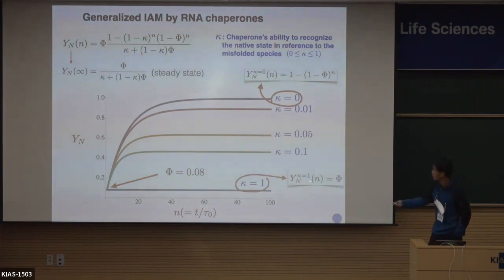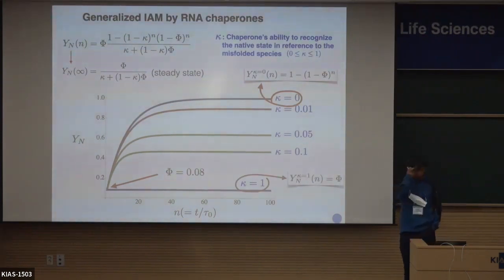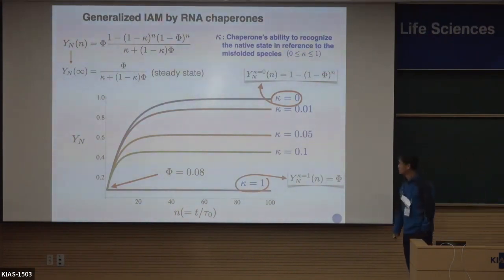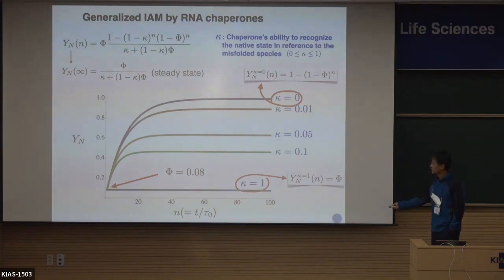And when kappa equals one, which means that the native state and misfolded state are recognized equally by the RNA chaperone, then nothing happens, right? Because the chaperone acts on the native states as well as the misfolded states equally, so therefore there's no effect by the chaperone. So the native yield just remains as phi, so nothing happens when kappa equals one, okay?